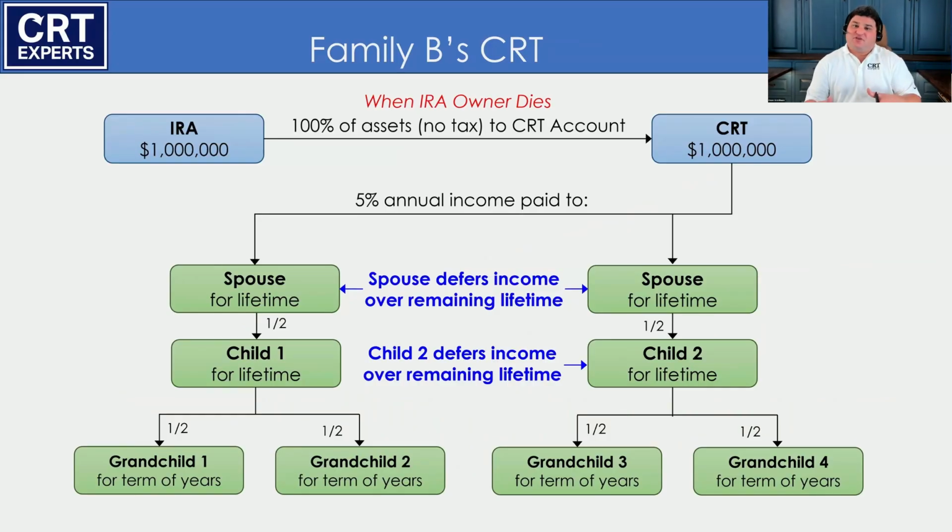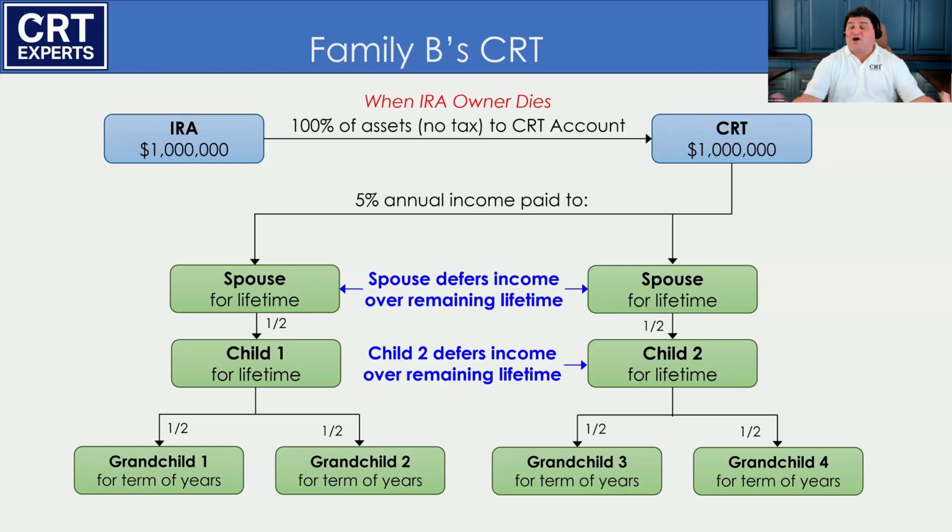So there are different situations where we would also see maybe a desire to use multiple CRTs, even if we still have our same family. So we know we can do this planning with one CRT, but let's say that it's expected that one child is in a position where they would want the income and the other child wouldn't. It's possible, but difficult to do with one CRT. So what's simpler is to use two CRTs.